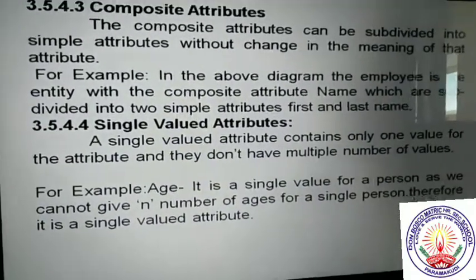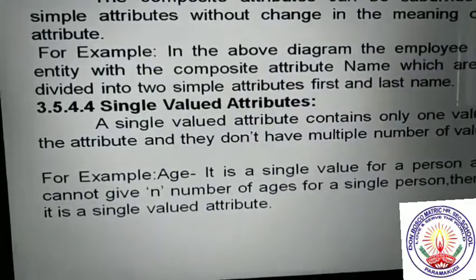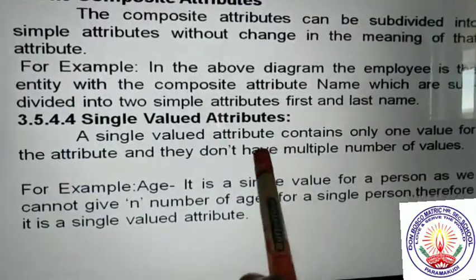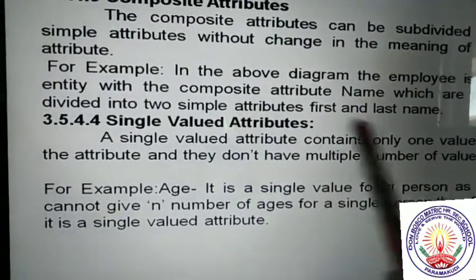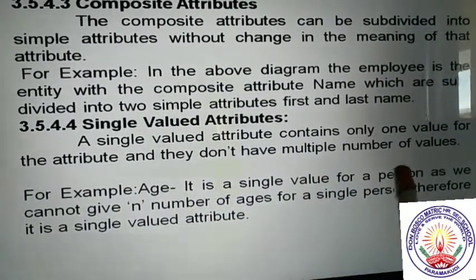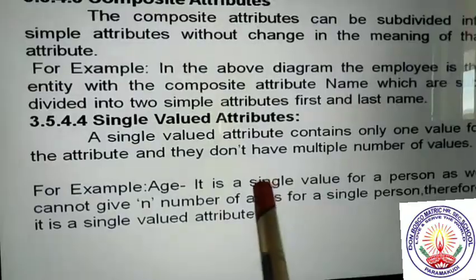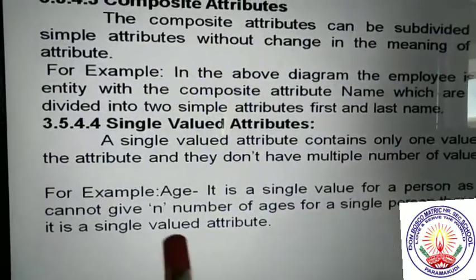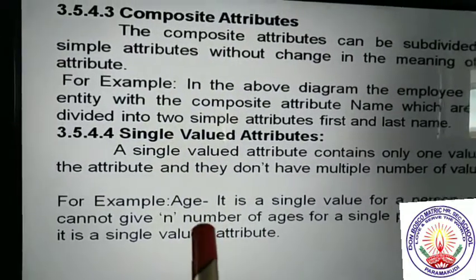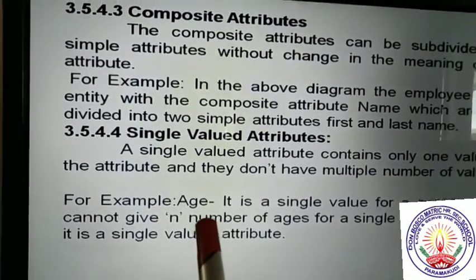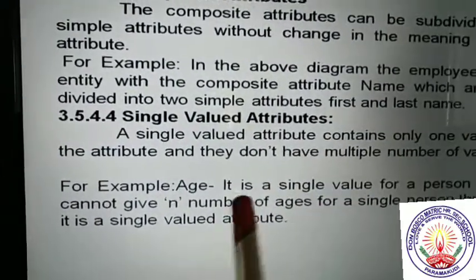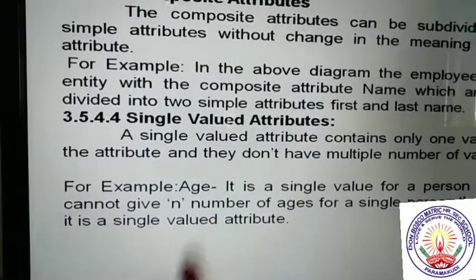And the next one, single valued attributes. Single valued attributes contain only one value for the given attribute, and they do not have multiple values. An example is the Aadhaar number. Otherwise, if you create an employee, for example the employee name Raja, and another person is also created as Raja, two members are created in one database.